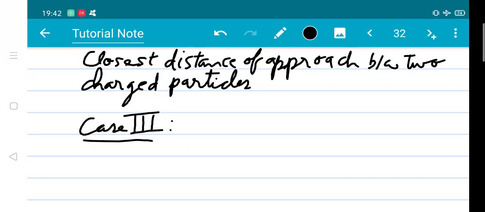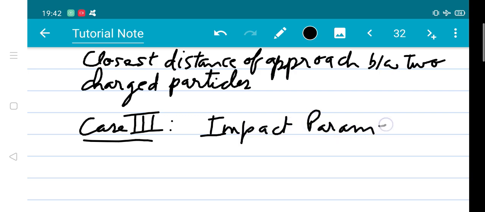Let us do the third case of closest distance of approach between two charged particles. Now this case is a little bit different. So before discussing this case, let us understand what impact parameter is. Impact parameter is nothing but the distance between a moving charged particle, suppose Q2, up to which it goes to another charged particle, suppose Q1, and they are not in a straight line.